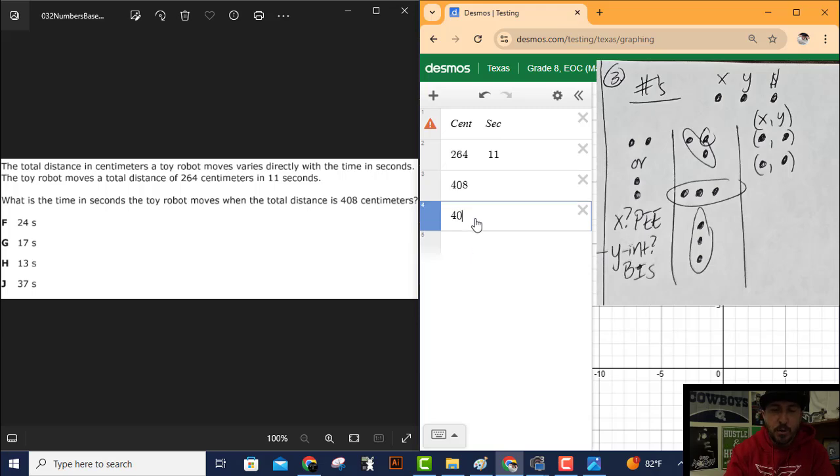So I'm going to do 408 times, I'll do the times, shift 8, 11. 408 times 11, and I get this number. So I've used him and I've used him. The guy I have not used, I will then divide the answer by that. So I'm going to go 4488 divided by 264, and I get a 17.